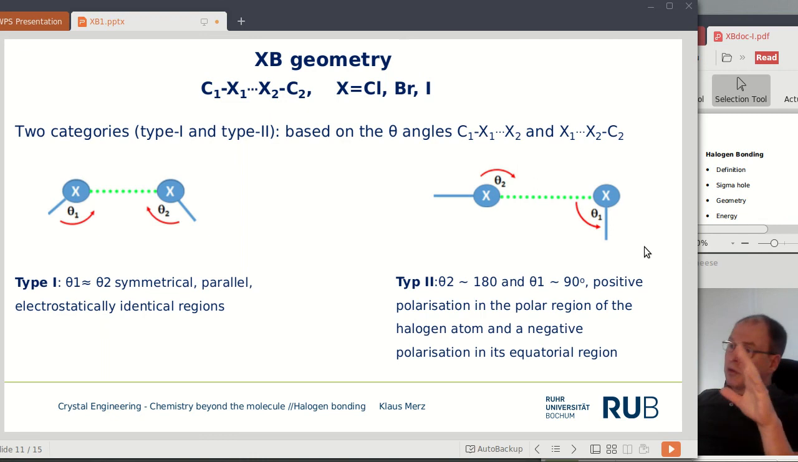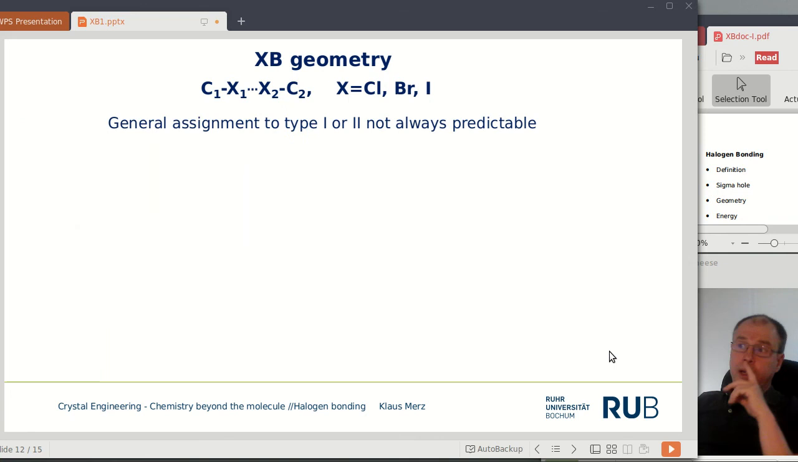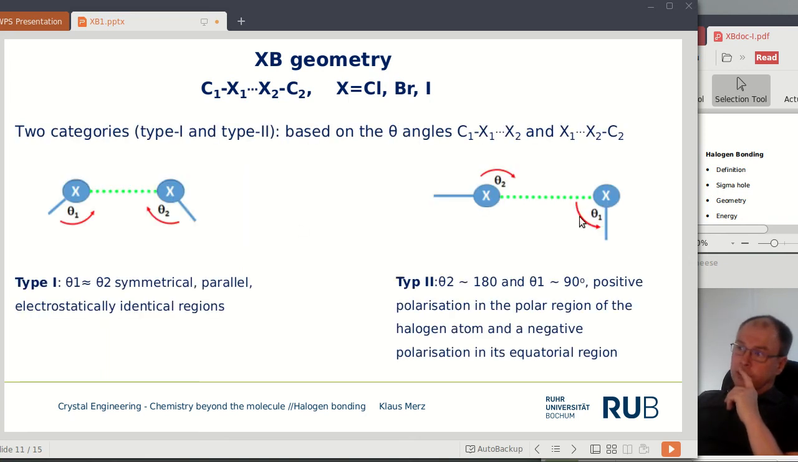And this is mostly what we predict if we use this theory of the sigma hole to explain halogen bonding: positive polarization in the polar region of a halogen atom, and a negative polarization in its equatorial region, the negative belt. So we have these two types.